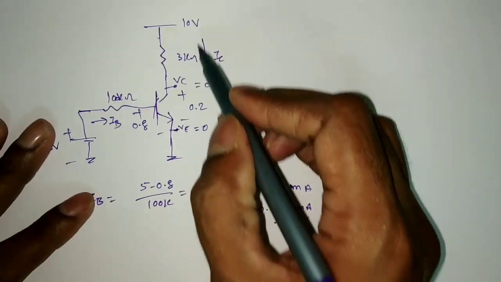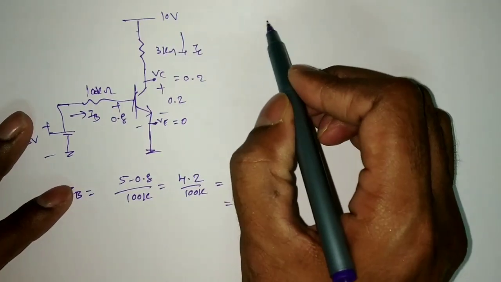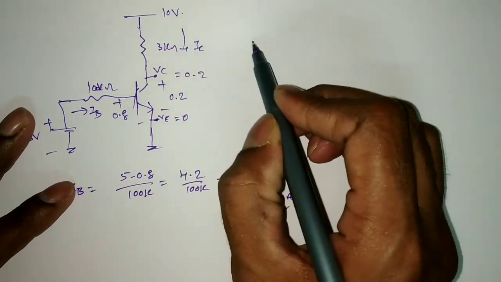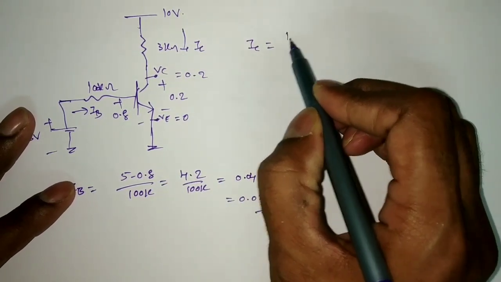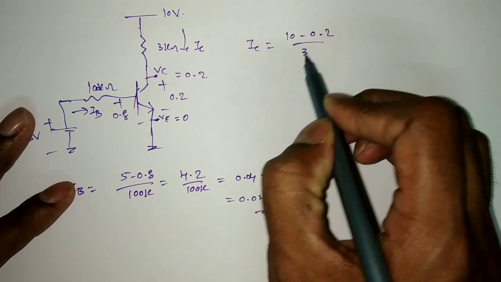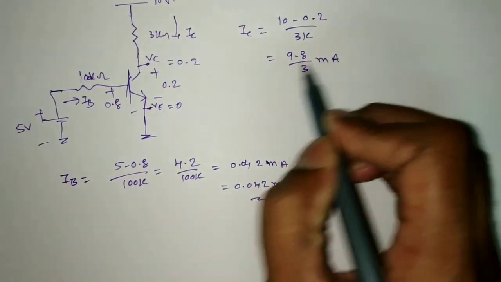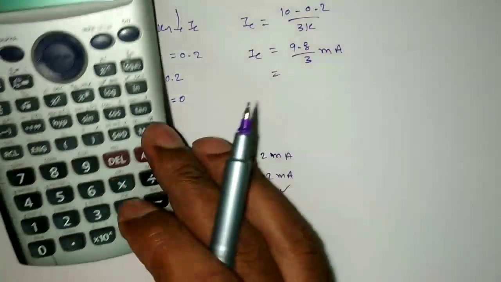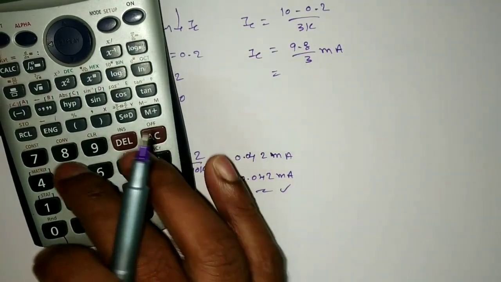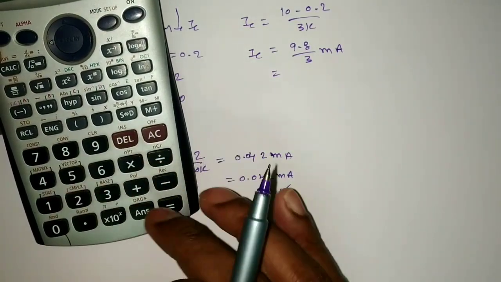So again, KVL. Otherwise, we can go like this. So this is 10 volts. This is another voltage. So what is the current? Ohm's law. So 10 minus 0.2 by 3 kilo. So it is 9.8 by 3 milliampere. So IC is 9.8 divided by 3.